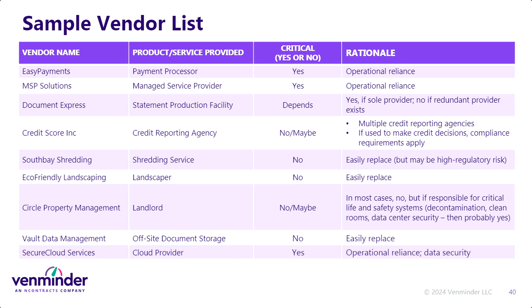Okay, our final sample is going to be Secure Cloud Services, a cloud provider. There's, of course, many different cloud providers out there that are used in various ways depending on the industry, and for the most part, these will be considered critical. For this example, let's say that Secure Cloud Services is used by a financial institution to manage all of their customer data. This would classify the vendor as critical for two reasons.